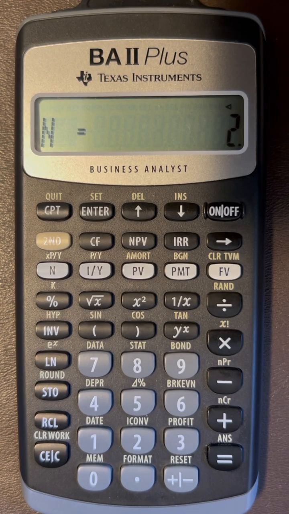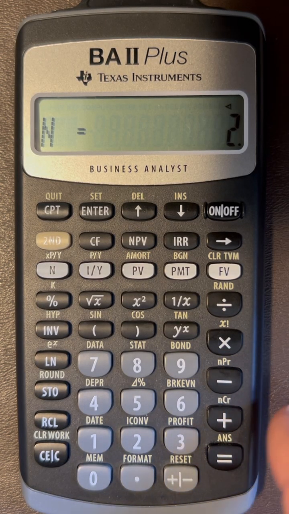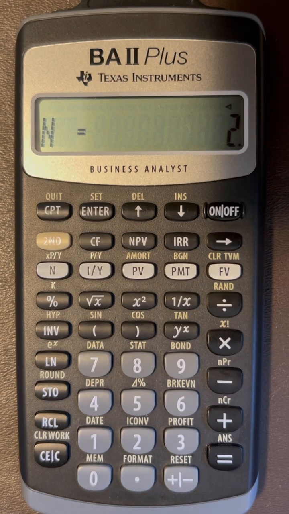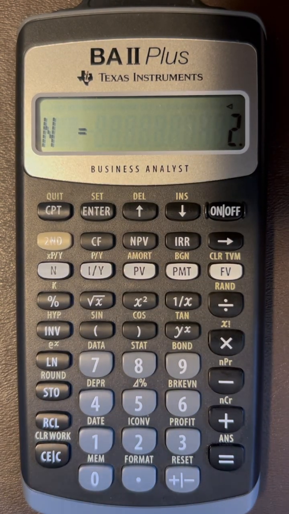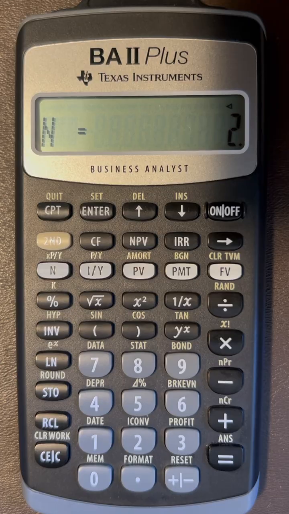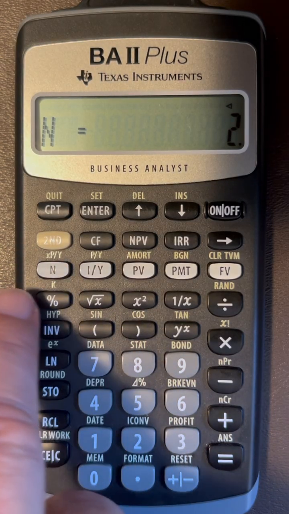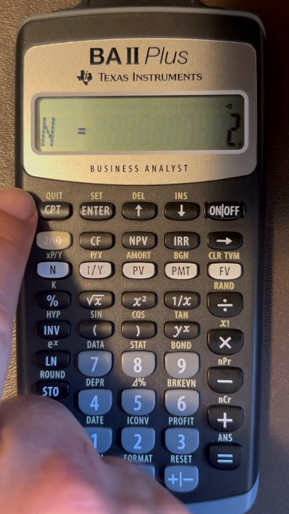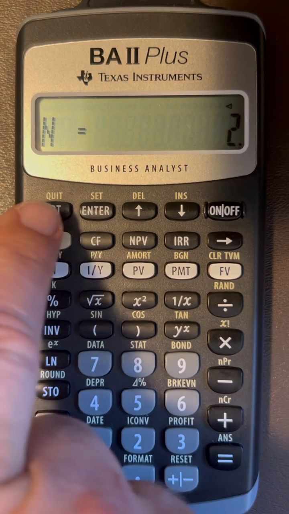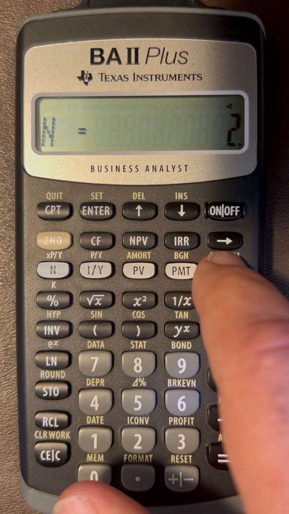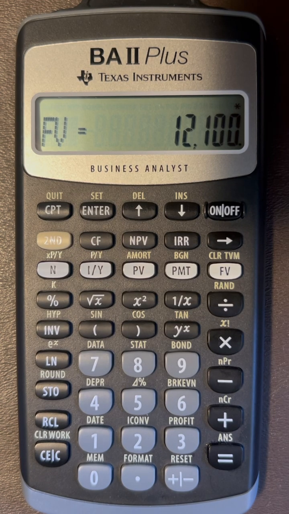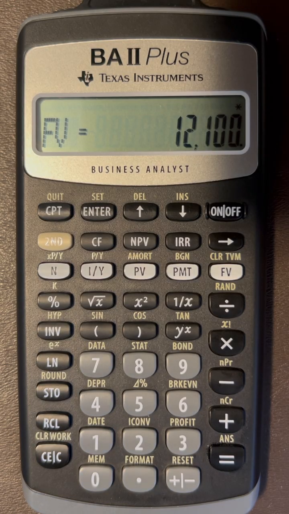And that's it. That's the data we know. We could put in 0 for payment. There are no recurring payments. This is a lump sum problem, but since we cleared out the registers, it has a 0 in there already. Okay, so we don't need to explicitly do that. What we want to calculate is the future value. So I'm going to hit the CPT button, which stands for compute, and then I hit the FV button, future value. You get $12,100, just like we found in class. Okay, that's our first lump sum example.